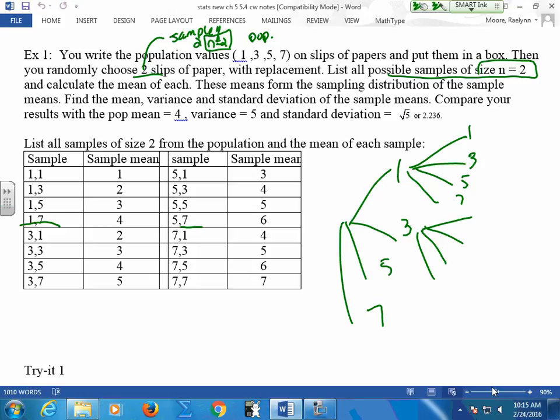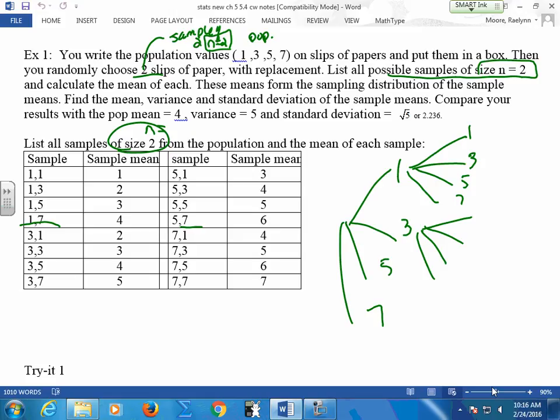So from here, these are my samples of size 2, N is 2. I calculate the sample means. I just add them together, divide by 2. Add them together, divide by 2. I calculate my sample means. Then I'm going to take all my sample means, and I'm going to calculate the mean from all those sample means.